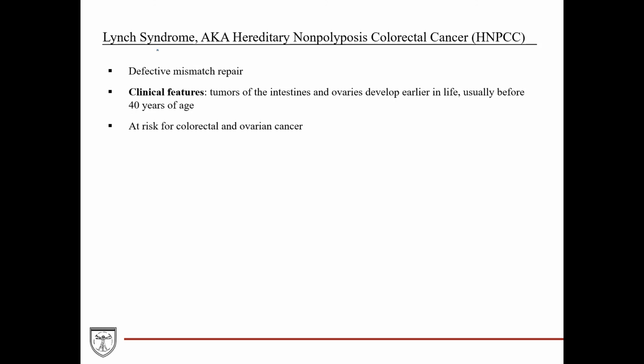All right, so Lynch syndrome, also known as hereditary non-polyposis colorectal cancer, HNPCC. This is actually a pretty high yield syndrome for board exams, and it's a result of defective mismatch repair. Clinical features, you'll see tumors in the intestines and the ovaries in women that develop earlier in life, usually before the age of 40. So this is an example where you could see someone in their 20s developing colorectal cancer. So these patients, they're at risk for colorectal cancer, and then in women, they're also at risk for ovarian cancer.